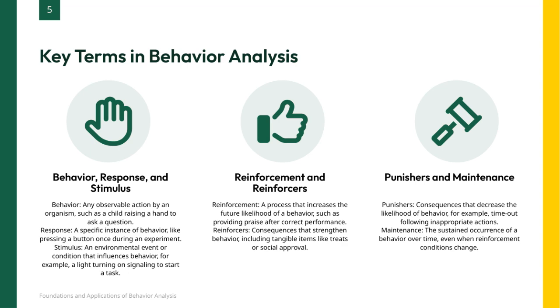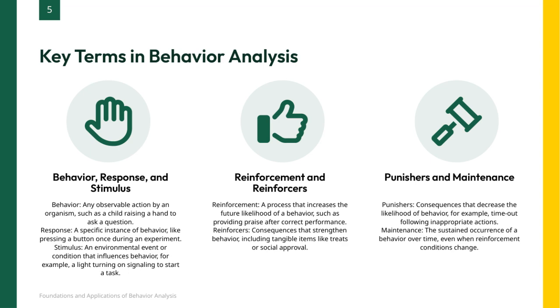Next, reinforcement and reinforcers play a crucial role. Reinforcement is a process that increases the likelihood of a behavior happening again in the future. For example, when someone receives praise after performing correctly, that praise acts as reinforcement. Reinforcers are the specific consequences that strengthen behavior. They can be tangible things like treats or intangible like social approval.